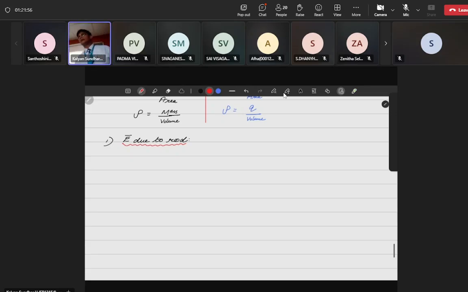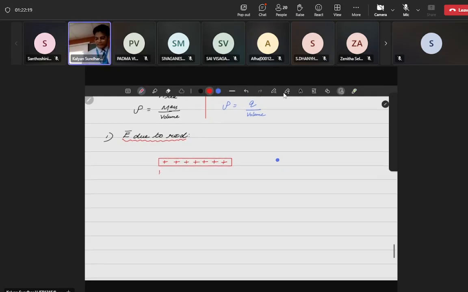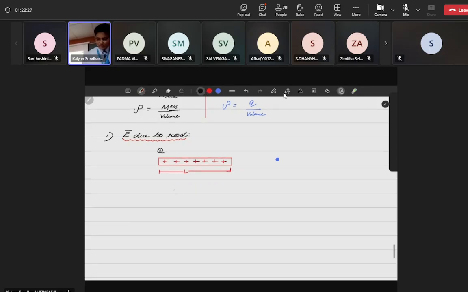The first one is the electric field due to a rod. Imagine that there is a rod and over that a charge has been distributed. So the charge over a rod, how is it distributed? Area, volume, or length? Length, right? So I'm just going to find the electric field at a certain point. Let this be a rod of length L and the charge over this complete body be Q. That is, lambda will be equal to total charge per unit length distributed over here.